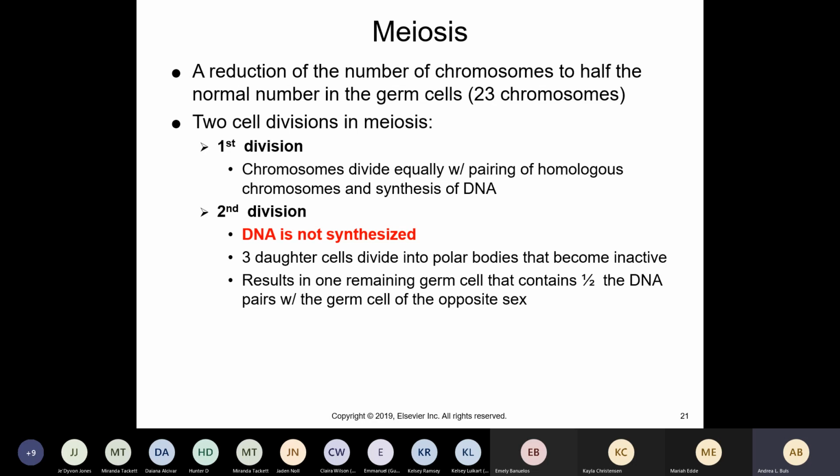There are 2 cell divisions that happen in meiosis. In the first division, the chromosomes will divide equally with pairing of homologous chromosomes and the synthesis of DNA. In the second division, DNA is not synthesized. There are 3 daughter cells that divide into polar bodies that become inactive and result in only one remaining germ cell that contains half the DNA and pairs with the germ cell of the opposite sex. So only one of the germ cells becomes active, the others become inactive.